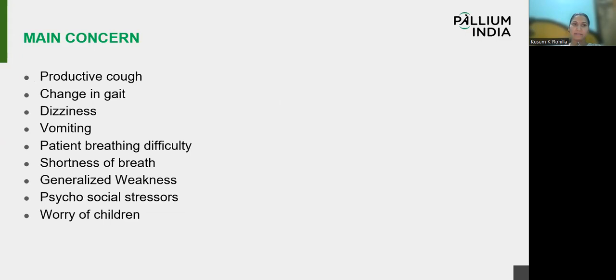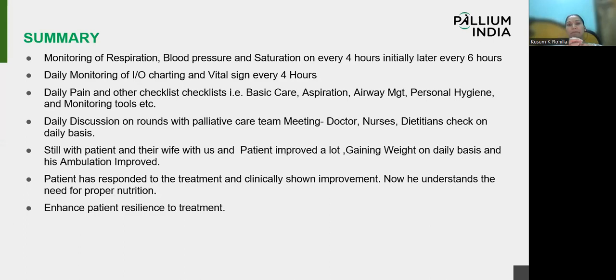Next, please. So for the summary of this patient, we monitored respiration, BP and saturation every 4 hourly when the patient came in January, then every 6 hourly, and monitored intake, output and vitals every 4 hourly. Then daily pain monitoring was done, along with other checklists like basic care, aspiration, airway management, personal hygiene, and other monitoring tools like SRS tools. Then there was a daily discussion on rounds with the palliative care team, including doctor, nurses and dietitian, on what the diet can be and what treatment protocol we will follow.